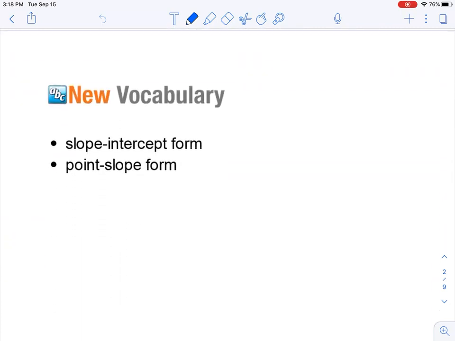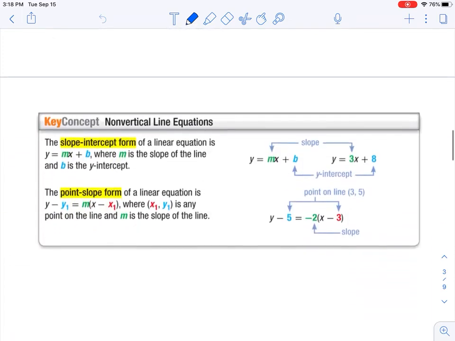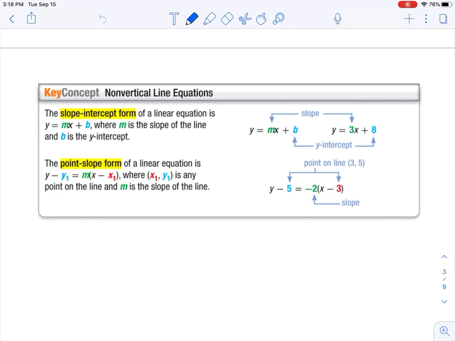So our new vocab is slope-intercept form and point-slope form. These probably aren't new though, you probably learned them last year. The slope-intercept form of a linear equation is y equals mx plus b, where m is our slope. You'll see that here. It's in front of our x value. And the b is our y-intercept. It's the number by itself. We also have point-slope form of a linear equation: y minus y1 equals m parentheses x minus x1, where x1, y1 is a point on the line, any point on the line, and m is the slope.